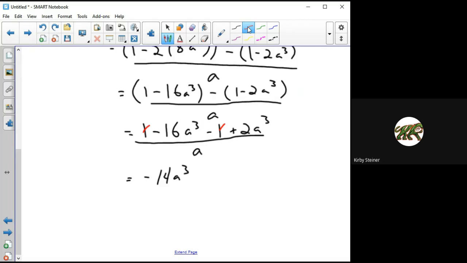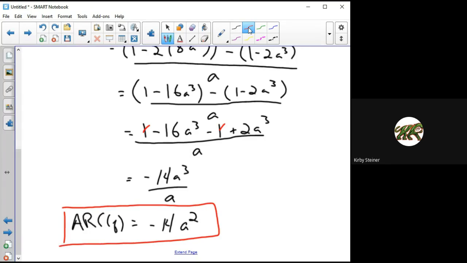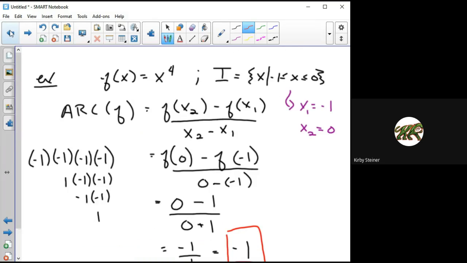These cancel. Negative 14a cubed over a, which then simplifies to negative 14a squared. We said bring down what we're doing, average rate of change. It'll be 14a squared. All right, so this is a more abstract example. We can do this still with algebraic expressions, right? So this is this notion of average rate of change, and now we've seen it apply.